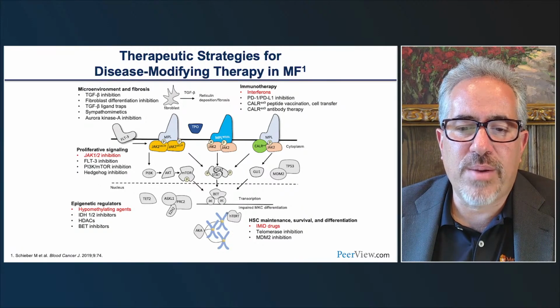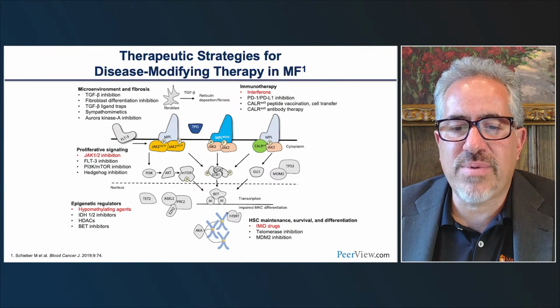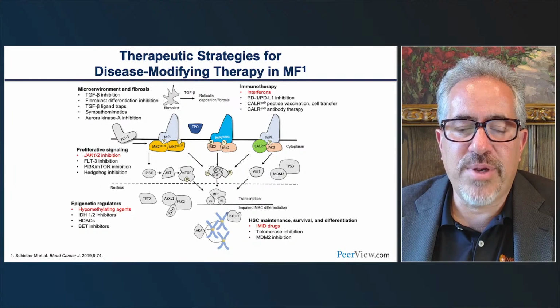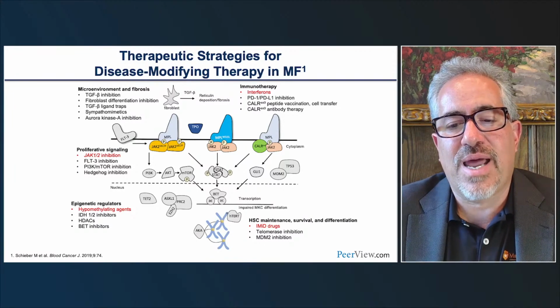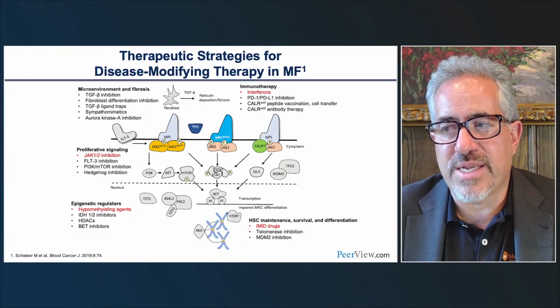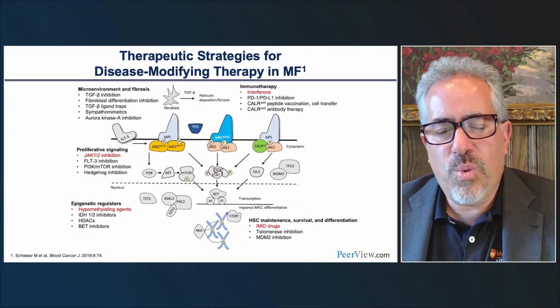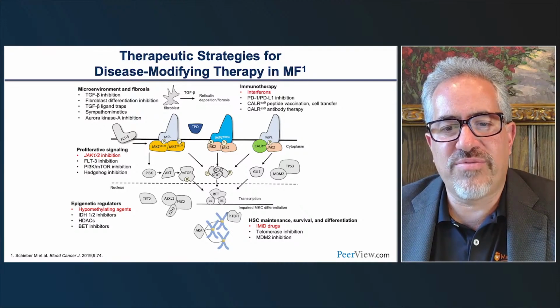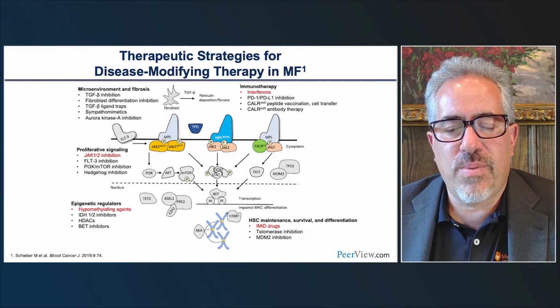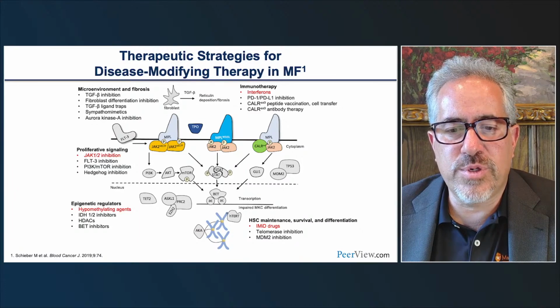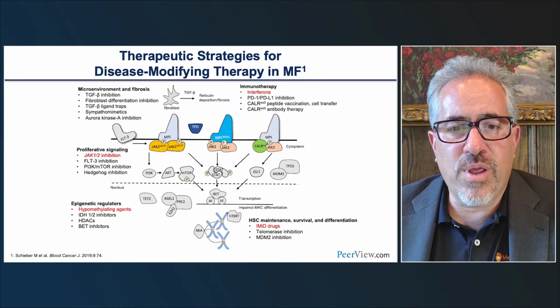And finally, there's a variety of agents looking at the hematopoietic stem cell, maintenance, survival, and differentiation. IMiD drugs have been active here. Telomerase inhibition. So imetelstat has had an impact. We'll hear more about that data and ongoing phase 3 studies with that from Serge, as well as MDM2 inhibitors. So we've come a long way.